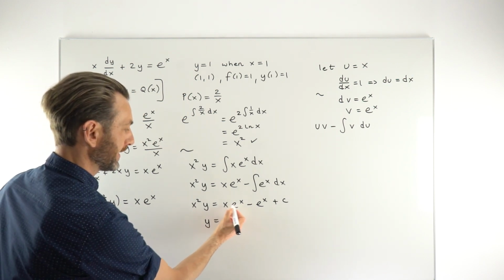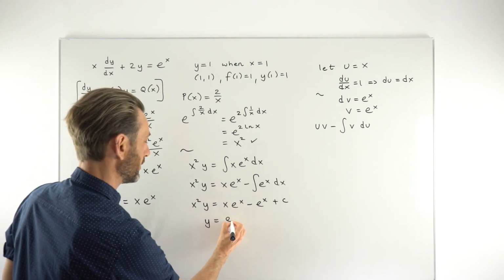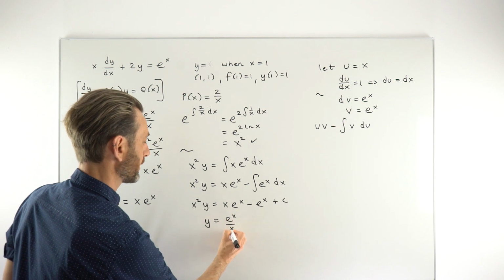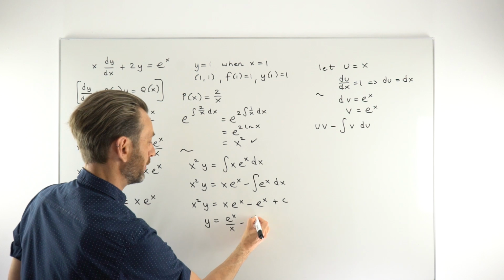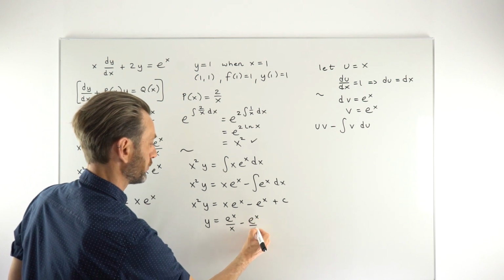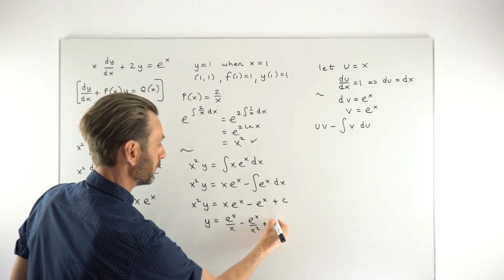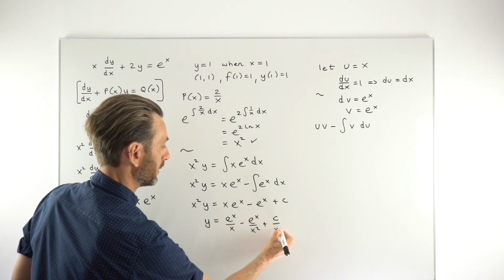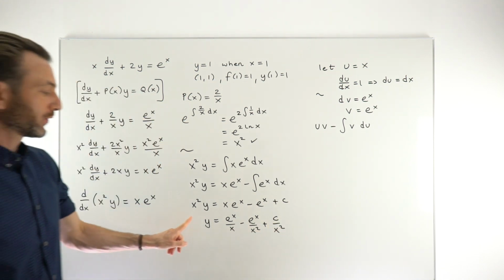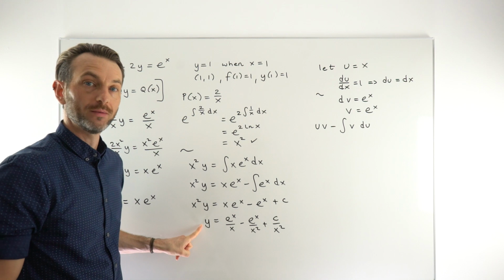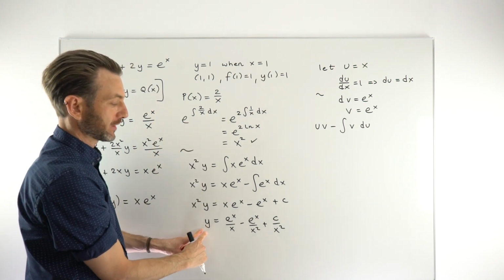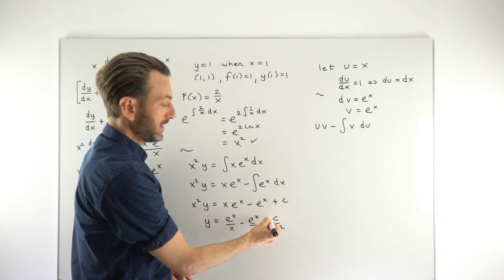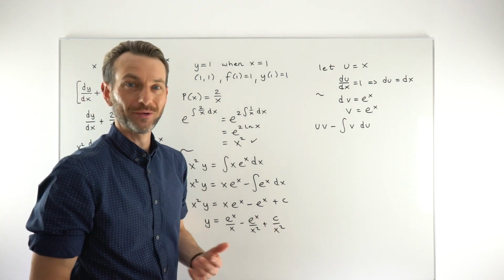So if you divide this term by x squared, you're going to end up with e to the x over x. If you divide this term by x squared, you're going to end up with e to the x over x squared. And then the final term, you'd end up with c over x squared. So this is the general solution for this differential equation, written in an explicit form, but the c value is arbitrary. In other words, it could be whatever you want.